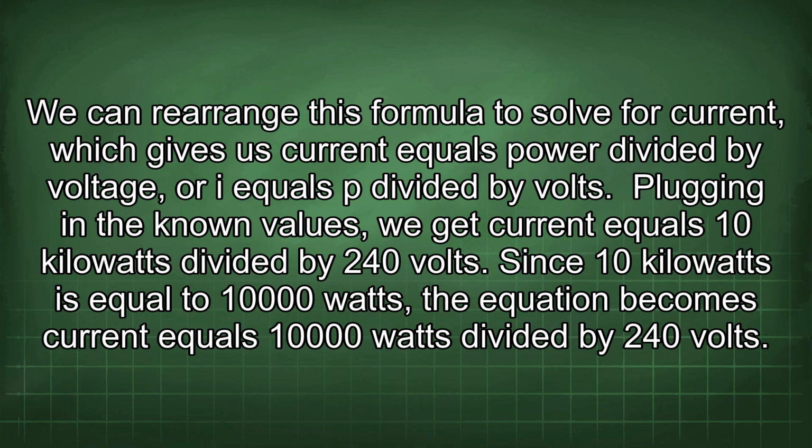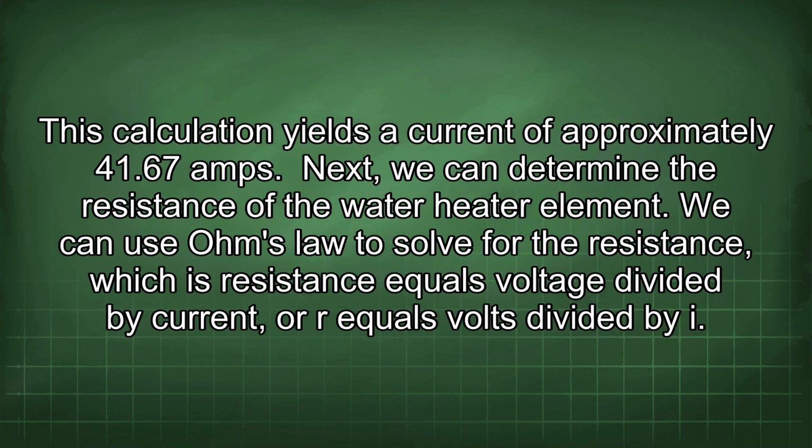Plugging in the known values, we get current equals 10 kilowatts divided by 240 volts. Since 10 kilowatts is equal to 10,000 watts, the equation becomes current equals 10,000 watts divided by 240 volts. This calculation yields a current of approximately 41.67 amps.